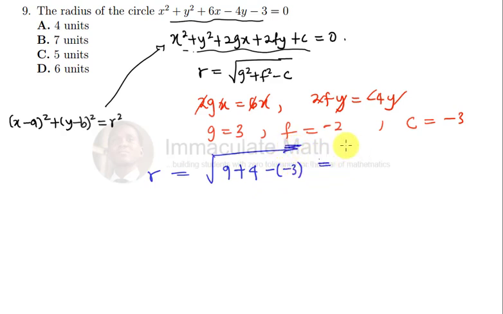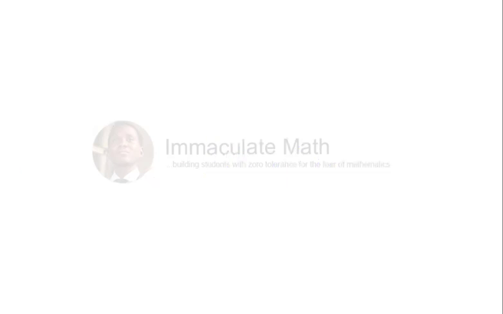So this is going to give me the square root of 9 plus 4 plus 3. So 9 plus 4 is 13, 13 plus 3 is 16. So that means I have the square root of 16, which is 4. So the radius is 4 units. Next question, please.